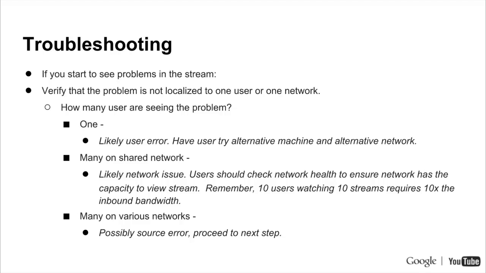If you see a problem, you want to make sure that it's not localized to one user or one network. How many users are seeing the problem? Is it just one? That's likely user error. Is it many on one network? That's likely a network issue. If you have a lot of people in one building who are unable to see the stream, they may be maxing out the bandwidth available to that building. If you're seeing many problems on various networks, then it might be a possible source error.